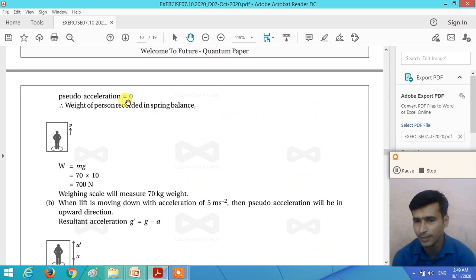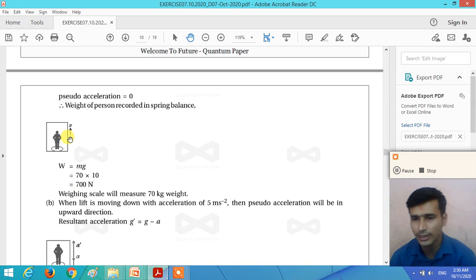So when the lift is stationary and when the lift is moving with constant velocity, in both cases the pseudo acceleration is zero and the weight of the person recorded by the weighing machine is W equal to mg. So W is equal to mg, 70 into 10, 700 Newton, right?